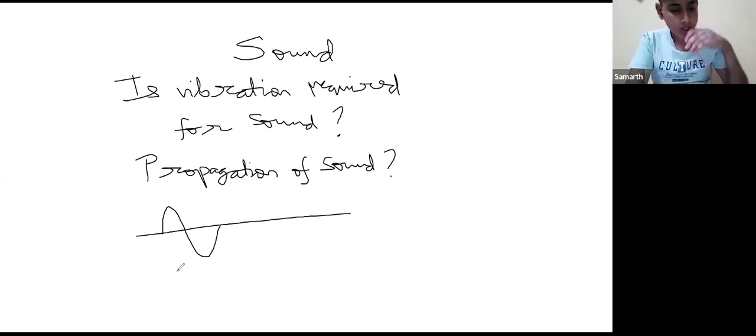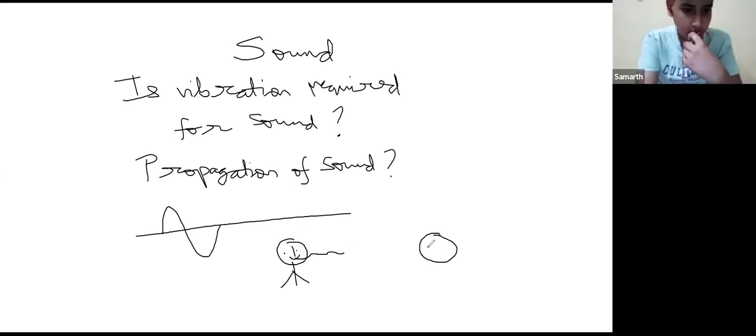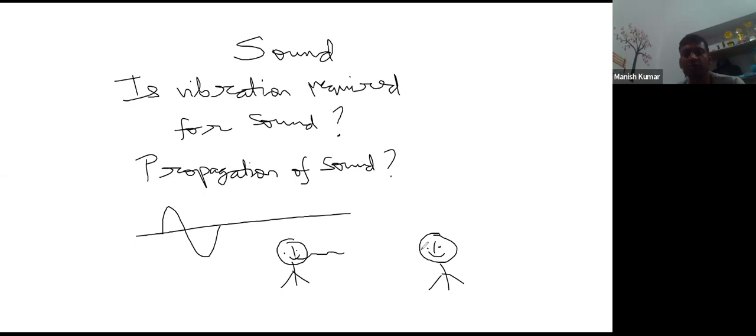If I am speaking from here something, okay? And here also there is a person. Air, yes, good. So this person is hearing only because there is air in this space which moves. Whenever we produce a sound, this air vibrates or moves in different positions.